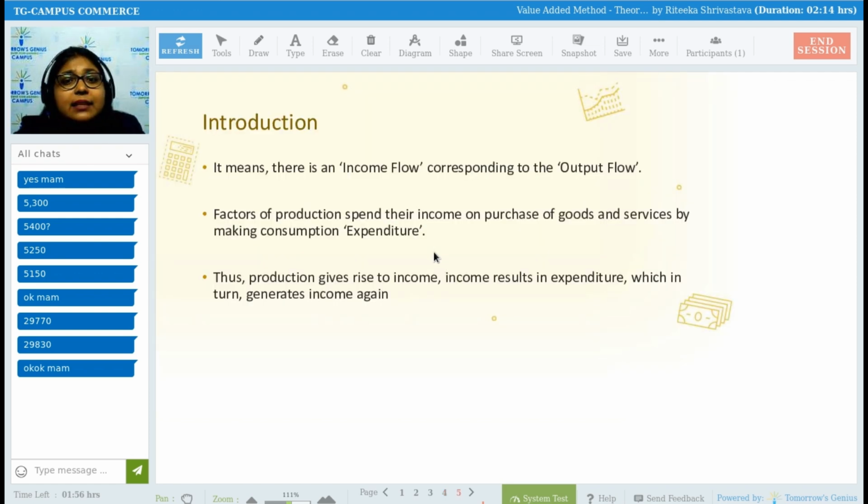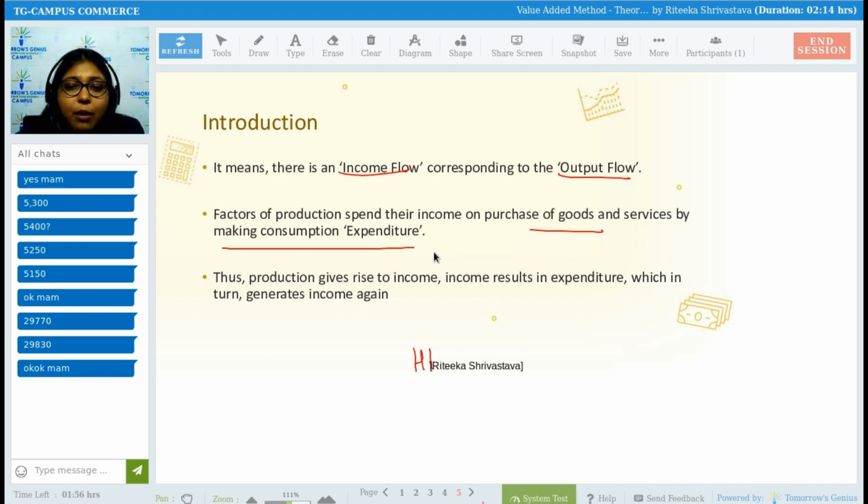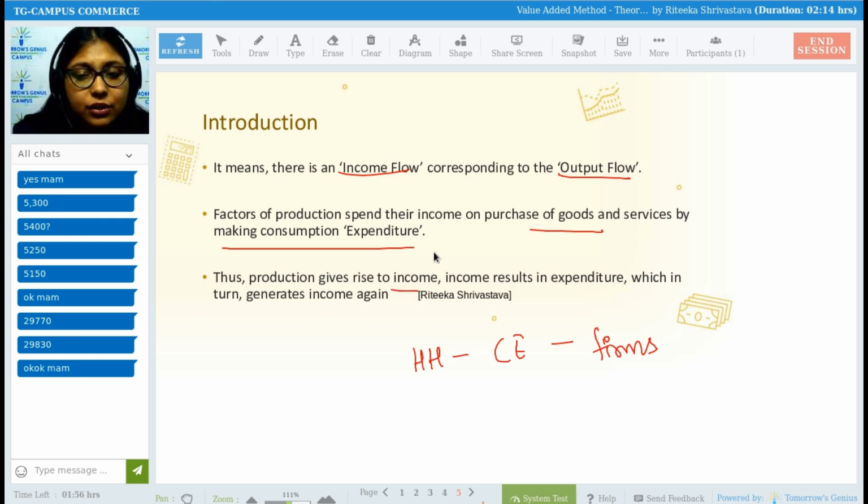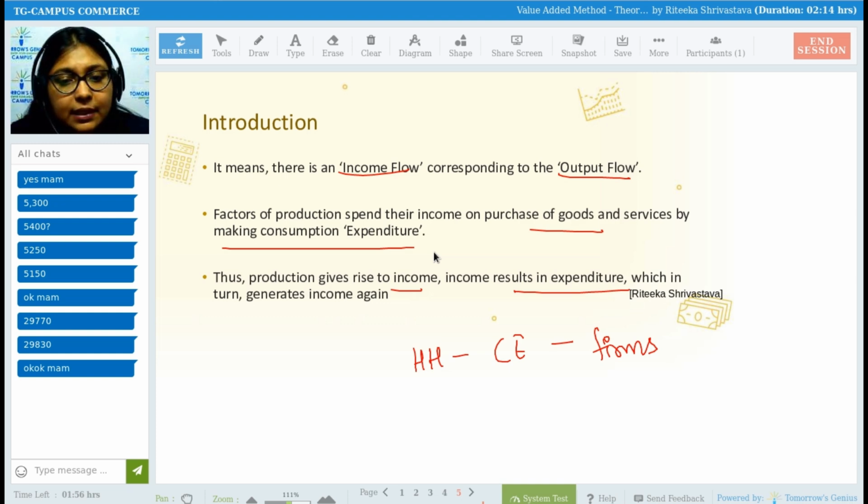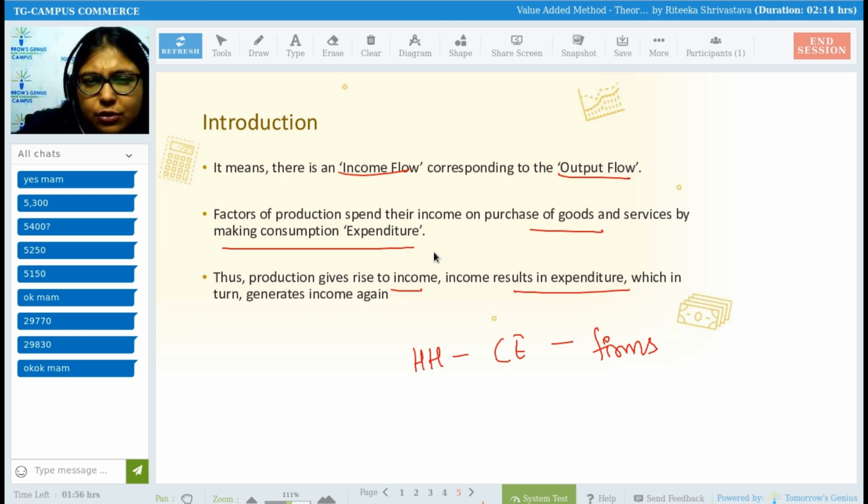So there is an income flow corresponding to the output flow. Income and output, inflow and outflow, go hand in hand. Factors of production spend their income on the purchase of goods and services by making consumption expenditure. We know how households make consumption expenditure on the goods and services prepared by the firms. So production gives rise to income. Income results in expenditure, which in turn generates income again.